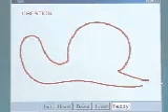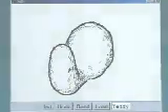This kind of modeling required many operations in previous systems. This is a snail. We use real-time pen and ink rendering to encourage creative exploration.